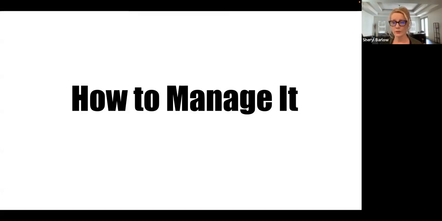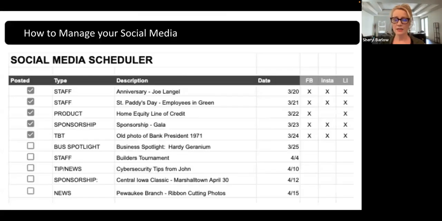But that is, of course, another way to do it. And this is the one tool I use. I use it for all my clients. It works really well, and it's simple. It is a spreadsheet. It is simply a spreadsheet.